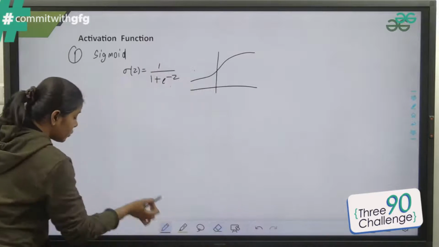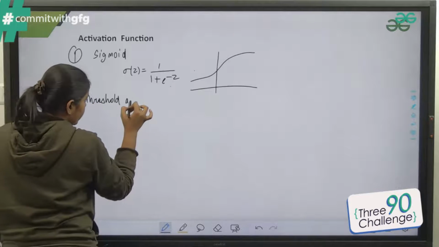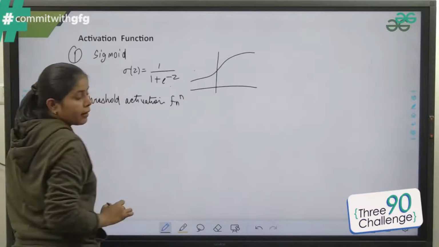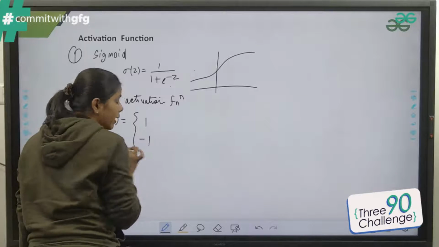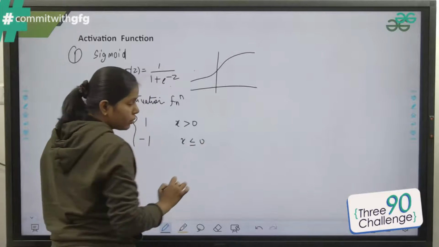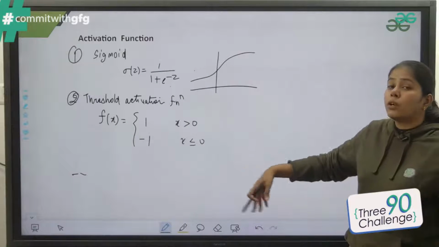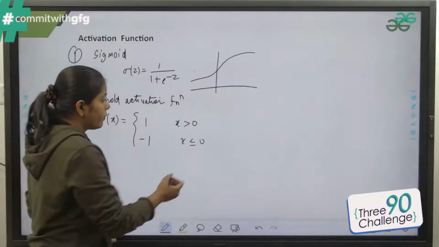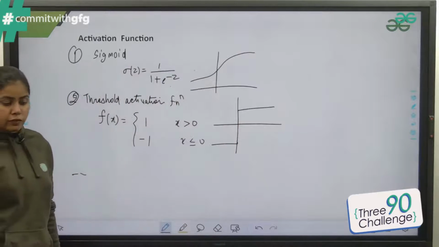Next we have the threshold activation function. What is the threshold activation function? It gives me the values 1 and minus 1. If x is greater than 0, it gives me 1, and if x is less than or equal to 0, it gives minus 1. So when I want the output as directly 1 and minus 1, I can use the threshold activation function. This would be the graph for it.